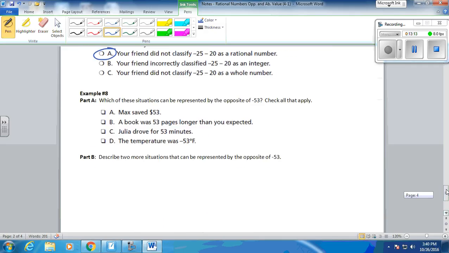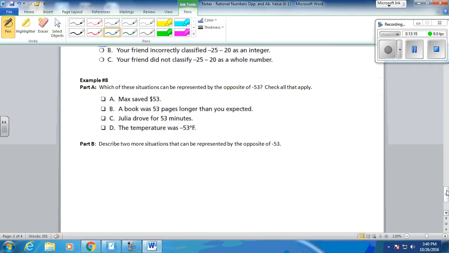Example 8 says, which of these situations can be represented by the opposite of -53? So we're looking to actually describe positive 53. And they will say check all that apply, so it can be more than one answer. Max saved $53. That sounds like a positive. A book was 53 pages longer than you expected. Again, adding on more pages. Julia drove for 53 minutes. That's a positive. And the temperature was -53. Obviously, -53 is not 53.